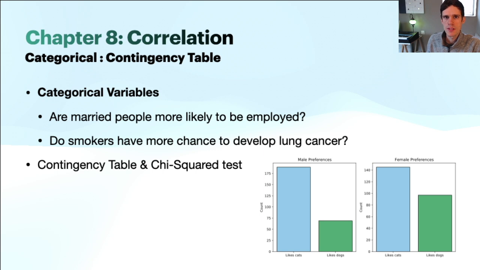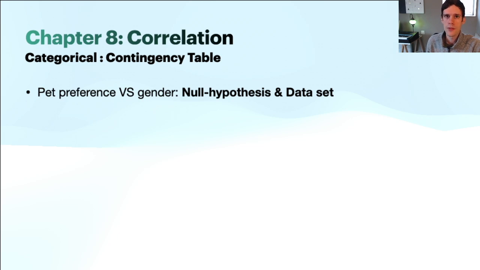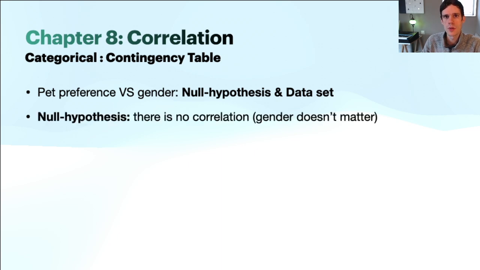And to learn about these tools and how they work, let's look at a very concrete, albeit a bit frivolous example. Is there a correlation between pet preference and gender? Meaning, do men and women have the same level of preference between cats and dogs? Now, to answer this question, there are two things that we need. First, we need a null hypothesis, and second, we need a suitable dataset. Now, the null hypothesis will be that there is no correlation between these two variables. Or in other words, each gender has an equal level of preference.